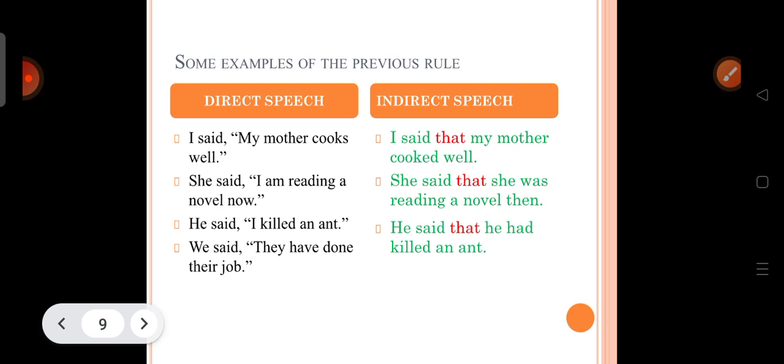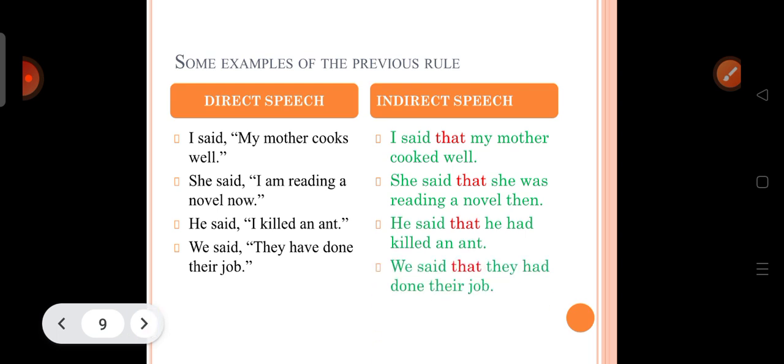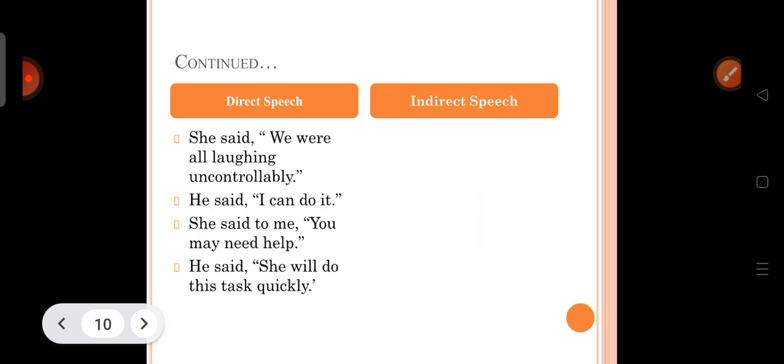Next example: "We said, they have done their job." Now look at the changes. We said that they had done their job, because here "they" is a different one and "we" is a different one, so we are not changing "they." Let's look at some more examples. She said, "We were all laughing uncontrollably." She said that they had been all laughing uncontrollably.